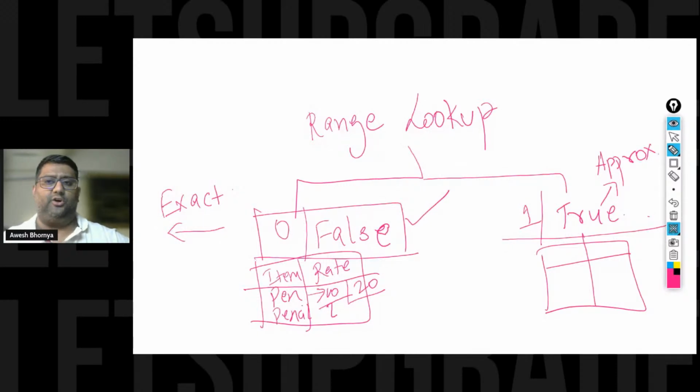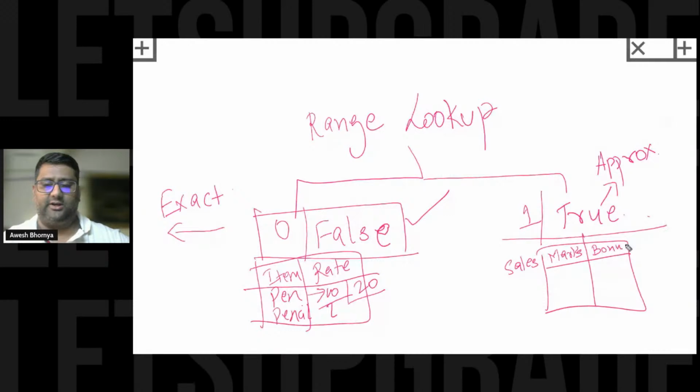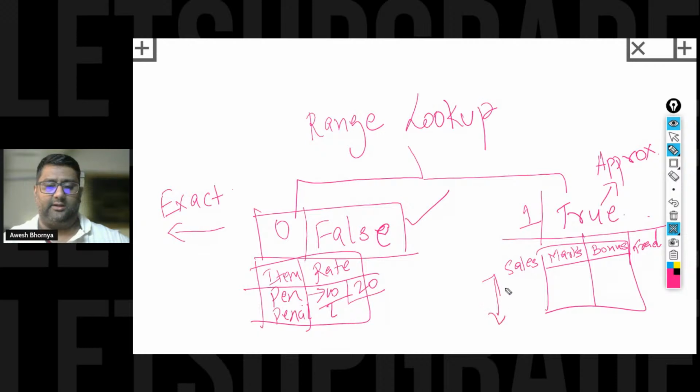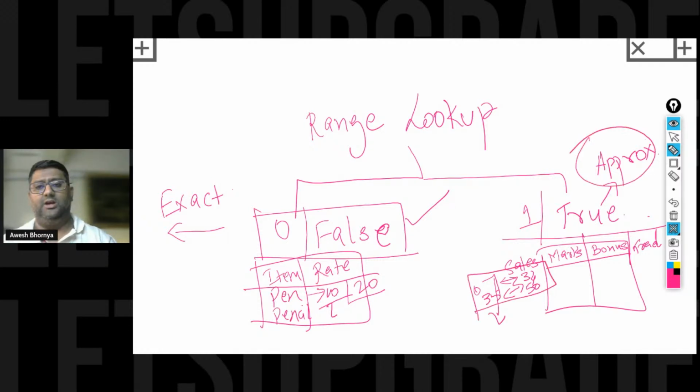When will you use the approximate match? In case of approximate match, you will use it when you have got, let's say, marks, or sales value, and you have to give the bonus, or for marks you have to give the grade. So in this case there is a range of values that you're looking at. Let's say 0 to 34, 35 to 50. So there is no unique value. It could be anything in between, within a range of values. That is when you will use the approximate match. Okay.